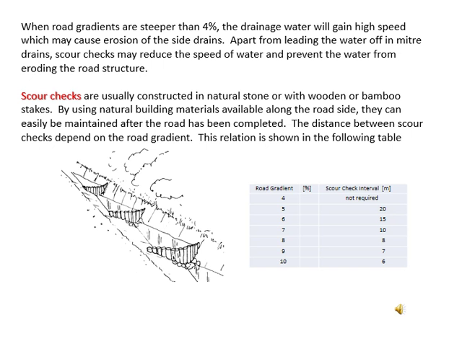By using the natural materials available along the roadside, they can easily be maintained after the road has been completed. The distance between the scour checks depends on the road gradient. In the diagram you can see the road gradient and the number of scour checks per meter. So you have to install the scour checks so that we can reduce the rate of flow of the water.